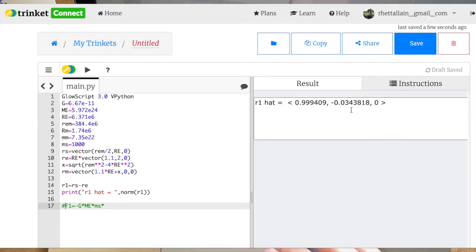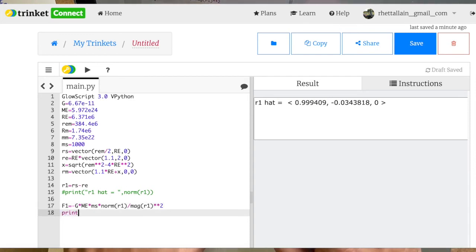So there you see, this is indeed a unit vector with the magnitude 1, right? Because if you do this squared plus that squared, you get 1. So it does work. Okay, so I don't need that. Let's just comment that out. Uncomment this. So that's ms times norm r1. Now I need to divide by r1 magnitude. And again, that's built into Python. So I can say mag r1. Then I have to square it. And let's print this out. Print f1 equals F1 and put the units newtons, and I'll run it.